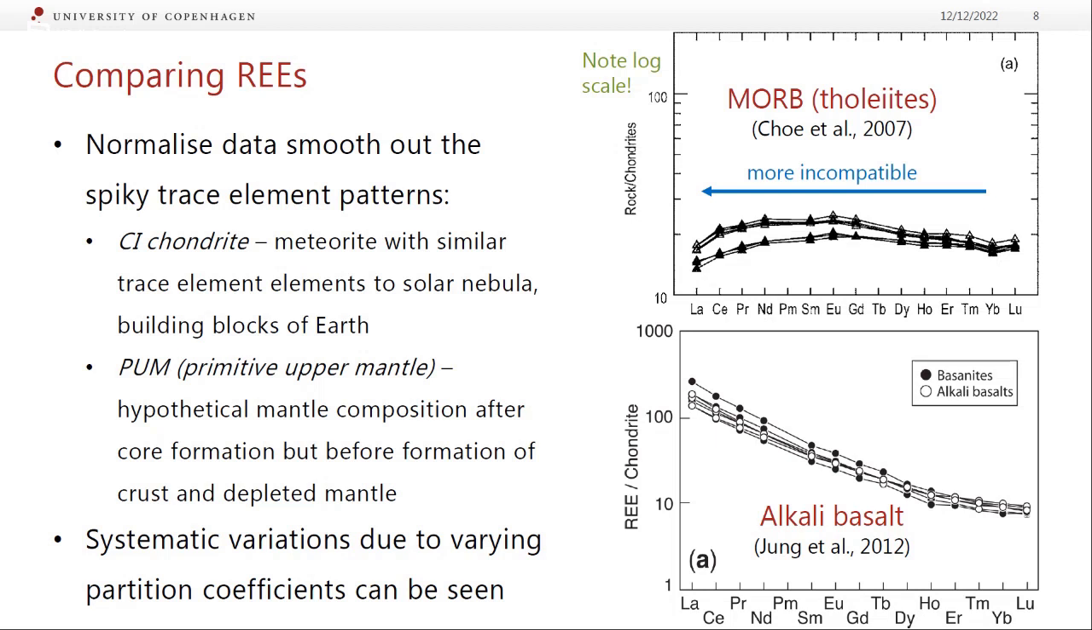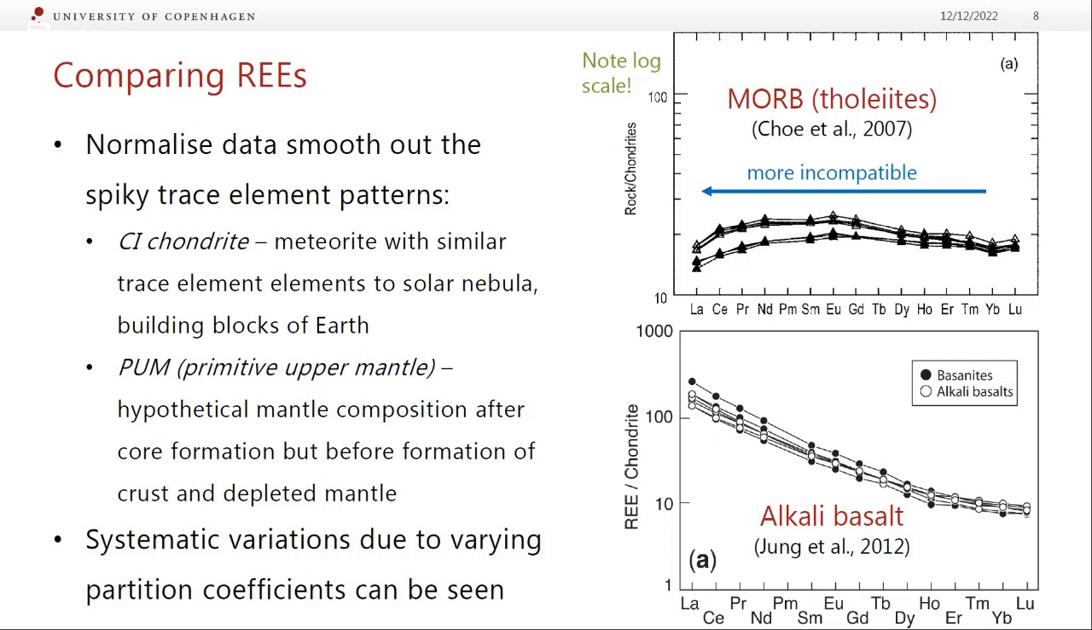And so now we can see these really systematic variations that are just coming from the different partition coefficients of these rare earth elements. It's not coming from the spikiness in the original concentrations. So I've put up two rare earth element plots. You see that they're usually plotted with a log scale, and the y-axis is the concentration in the rock divided by the concentration in CI chondrite or primitive upper mantle. And we always plot the light rare earths on the left and the heavy rare earths on the right, arranged in order of atomic number.